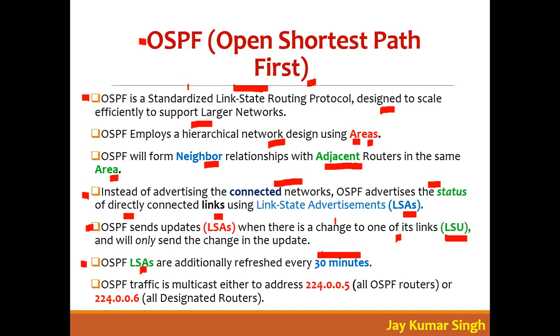Now, OSPF traffic is multicast on two multicast IP addresses, 224.0.0.5 and 224.0.0.6. 224.0.0.5 is used for all OSPF routers, and 224.0.0.6 is used for designated routers. You will understand what a designated router is later on.